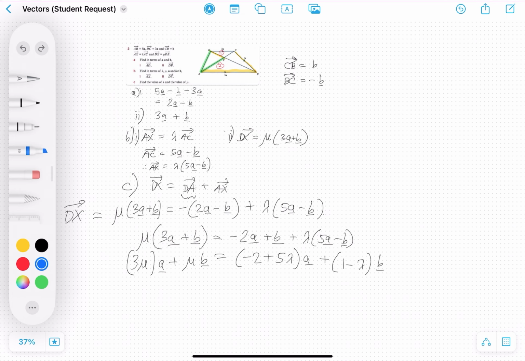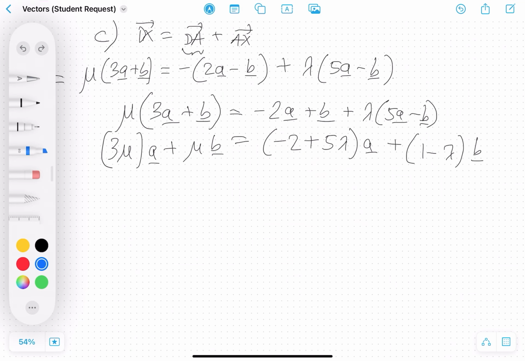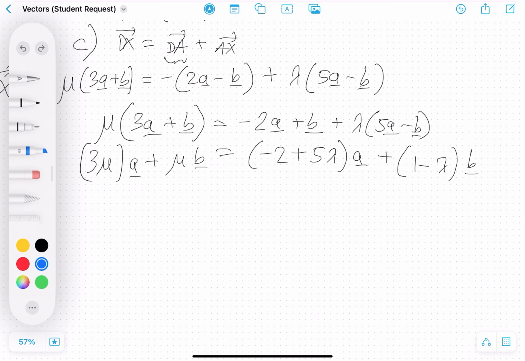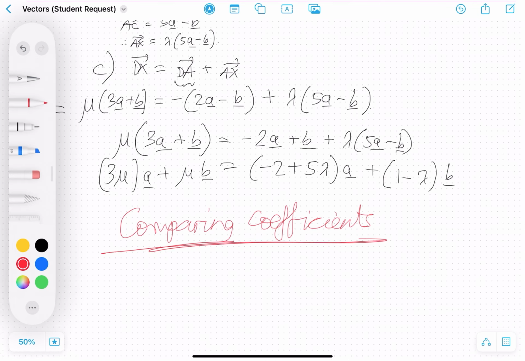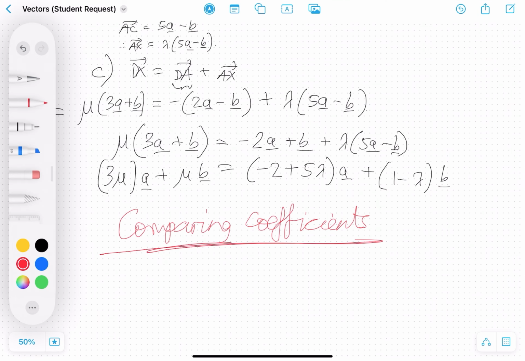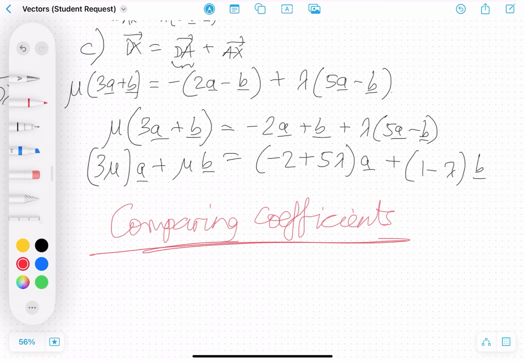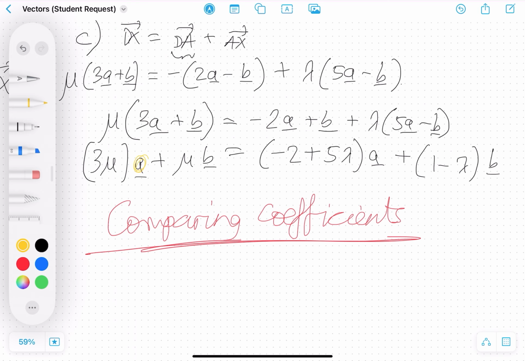So how do we proceed from here? This is where a very important concept that you need to know comes in, known as comparing coefficients. This is how we'll solve for this. So essentially, if we have these two expressions with different vector parts, we know that the component part of A in both vectors must be equal. And similarly, the component part of B of both vectors must be equal.